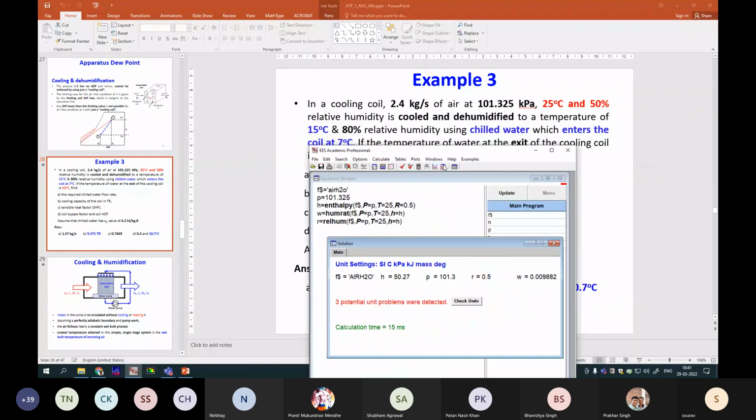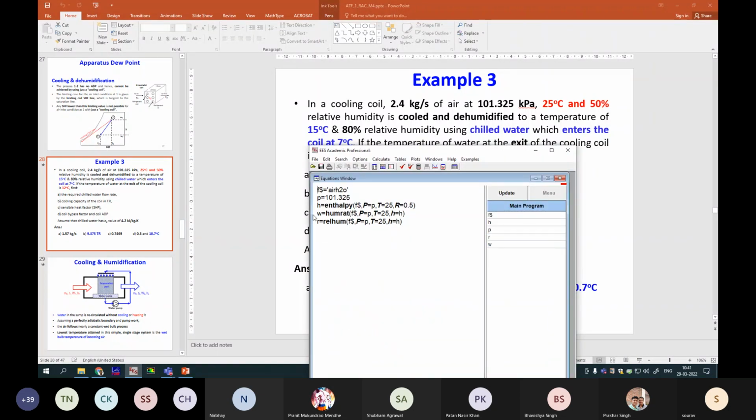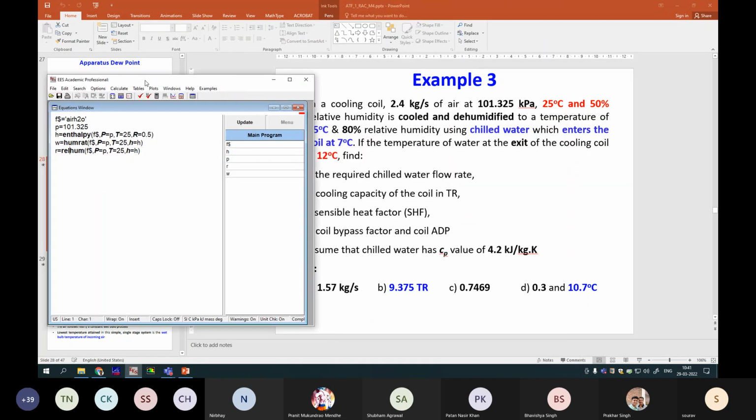So you get back 0.5. So these three are the functions which you will use quite frequently in case you prefer to use ES: Enthalpy, HumRat, which is nothing but humidity ratio, and RelHum, that is relative humidity.